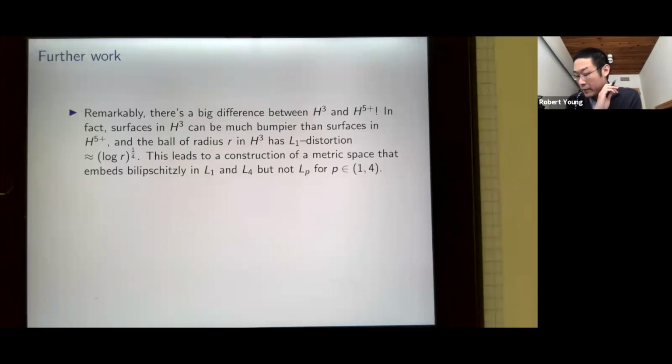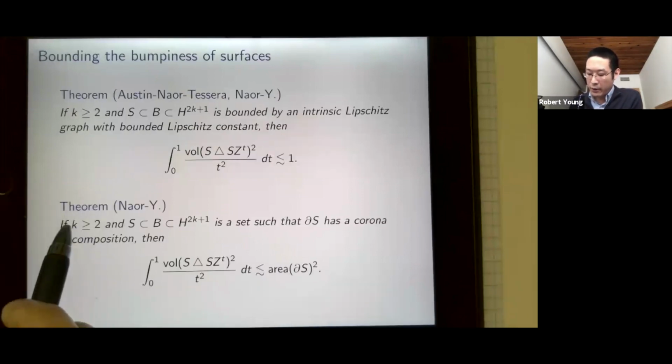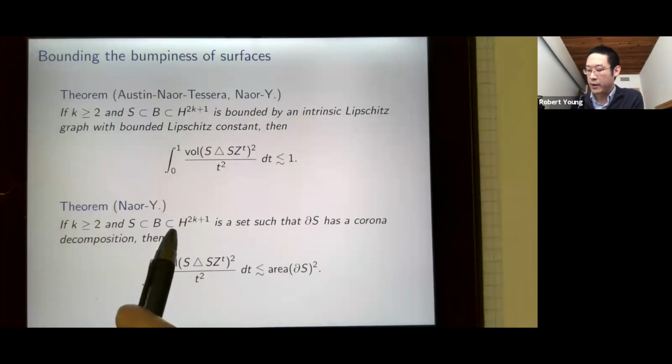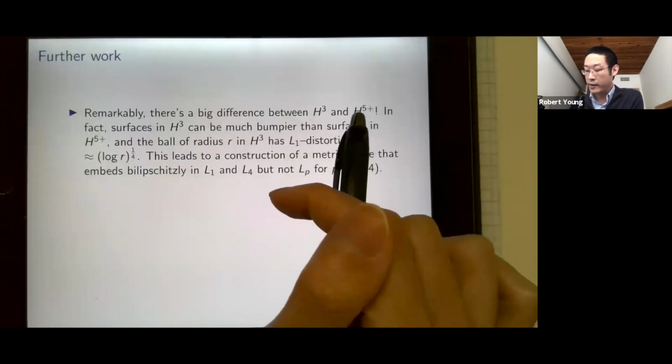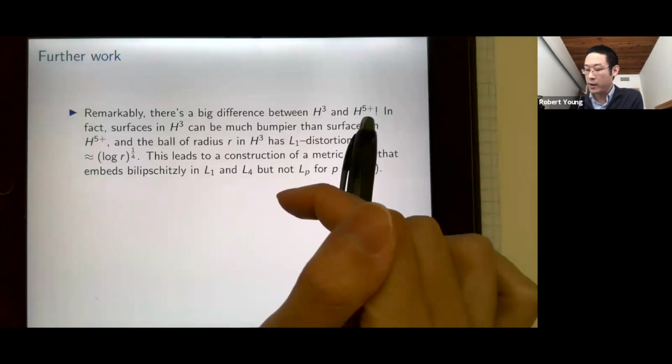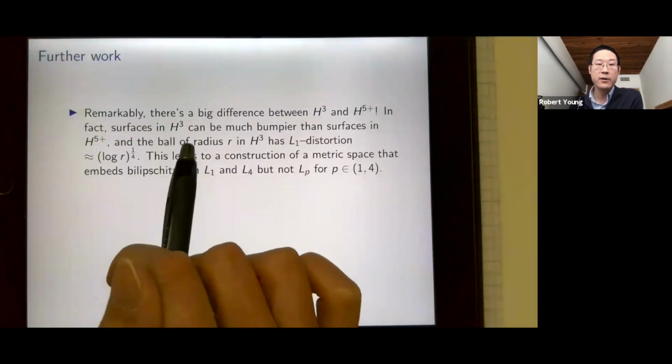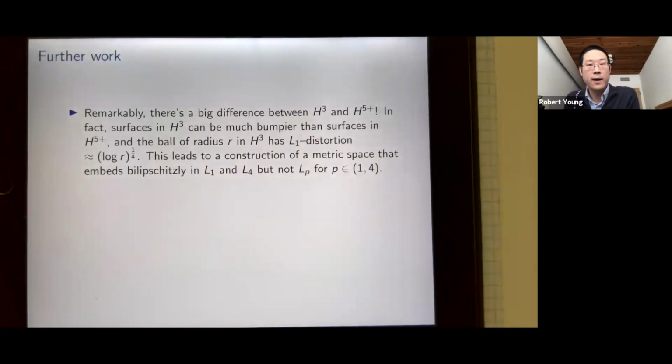Recently, I have been working on a project. It's on the arXiv, to show that all these inequalities... Somewhere in the middle of the talk, I started adding the assumption that k is greater than or equal to 2, that we're dealing with the Heisenberg group of dimension at least 5. That turns out to be crucial. All these inequalities work in 5 dimensions and up, but they don't work in 3 dimensions. Surfaces in the Heisenberg group of 3 dimensions can be much bumpier than surfaces in the 5-dimensional Heisenberg group.